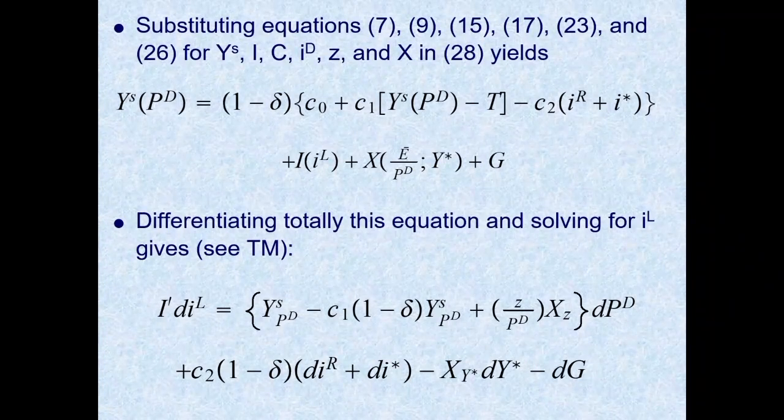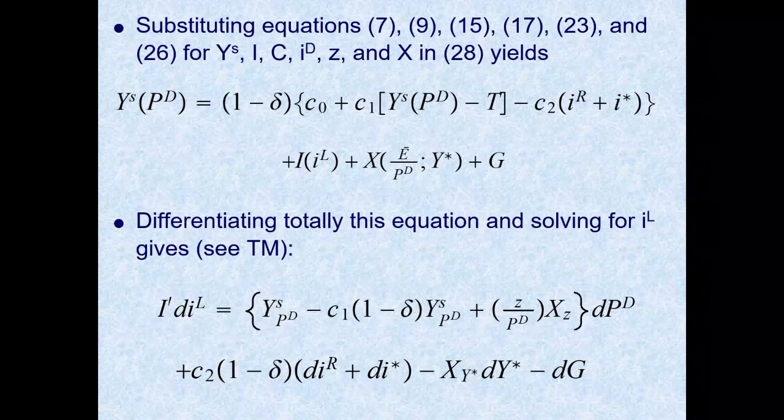In addition, you can see that I have replaced ID by IR because of the relationship between the two. And I've just eliminated, because it's not really useful here, pi E, the expected inflation rate. We don't solve with respect to that. And you can see that in the investment equation, I have IL, the loan rate. And in the export equation, I replace Z by E bar over PD.